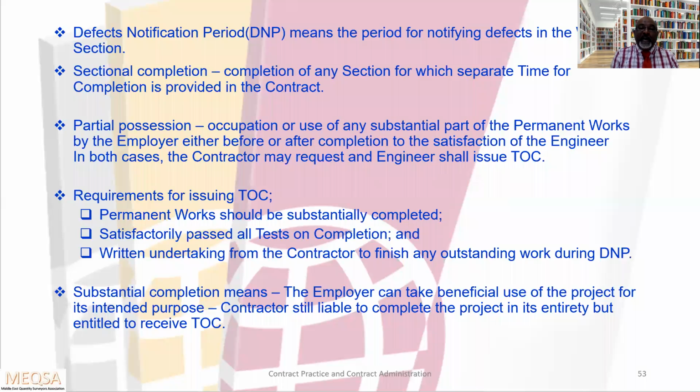The permanent work should be substantially completed, satisfactorily pass all tests on completion, and a written undertaking from the contractor to finish any outstanding work during the defect notification period. For this, a snagging list, punch list. So here the contractor has to give a written undertaking to finish any outstanding work during the defect notification period.